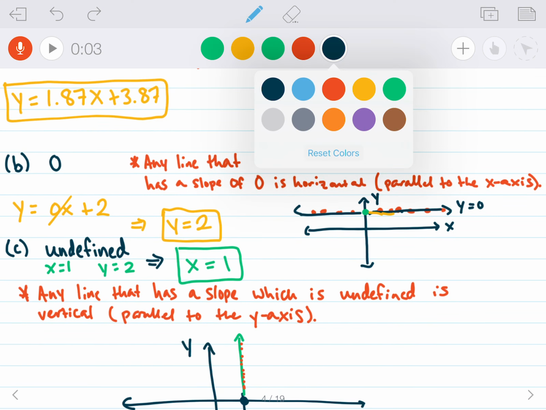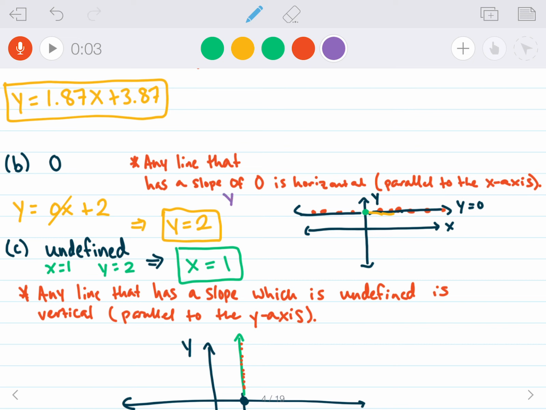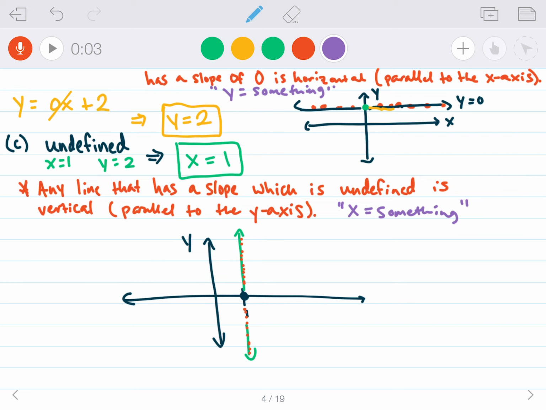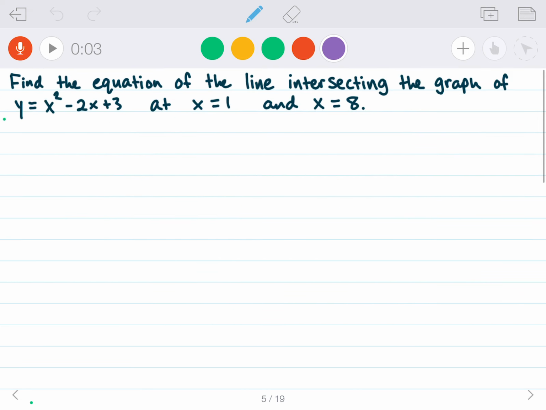But yeah, so for zero slope, we're of the form y equals something. That's for a zero slope. Y equals a number. And then for undefined slope, sometimes we call it no slope, we say x equals something. Alright, so that was that. Let's move on to this example.